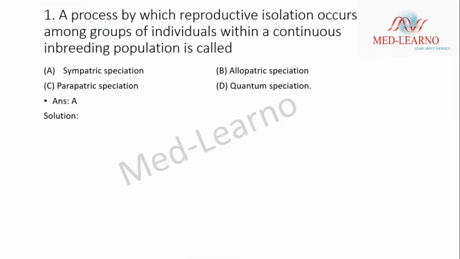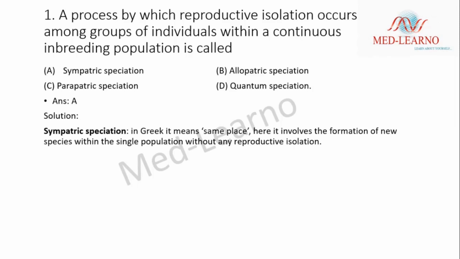A process by which reproductive isolation occurs among groups of individuals within a continuous inbreeding population is called: sympatric speciation, allopatric speciation, parapatric speciation, or quantum speciation. Answer is option A, sympatric speciation. Solution is like this.